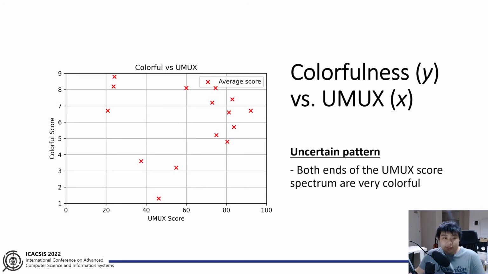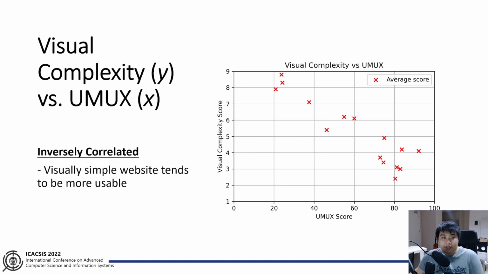Moving on to colorfulness versus UX score, it looks like there is an upward convex shape where the highest colorfulness scores are on both ends of the UX score spectrum. We are not certain that this gave off a very convincing pattern. More research needs to be done on this point. Lastly, examining the visual complexity score versus the UX score, it is clear that there is an inverse correlation between visual complexity score and the UX score. This hints that a more usable website is a website that is visually less complex.